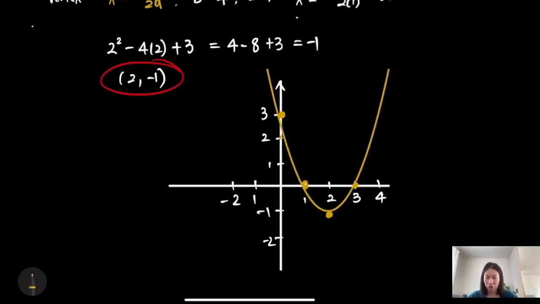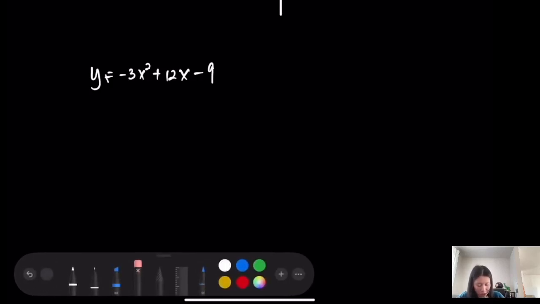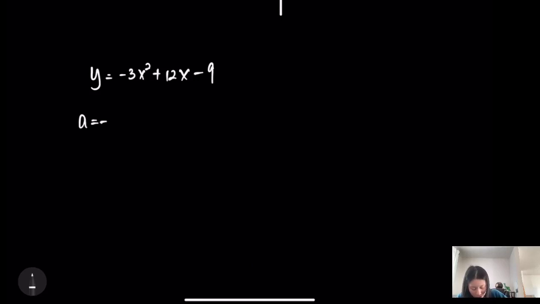Alright, I would like to show another example on how to graph a quadratic function. So I have y equals -3x squared plus 12x minus 9. Let's find our key points. The first key point is you want to know if this is open up or open down. Our a is equal to -3. Since it's a negative number, it's going to be an open down quadratic function.